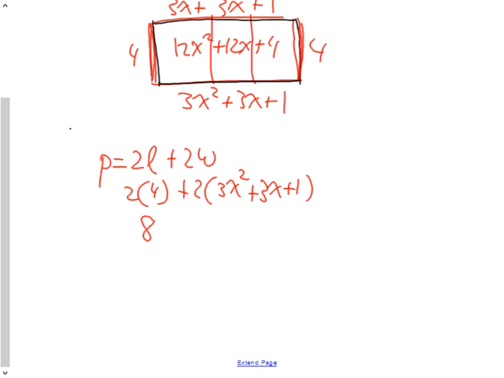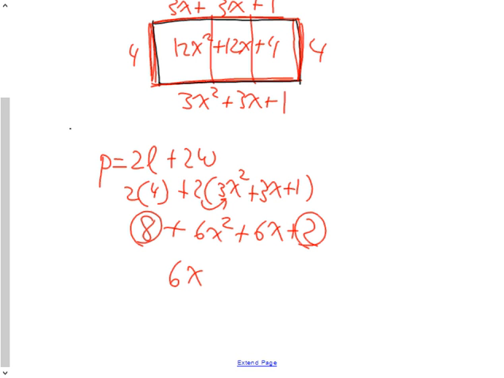The 2 lengths of this part here and this part here make up a perimeter, or half of the perimeter of 8. And this ends up being 6x squared plus 6x plus 2. Now that we have this, we have to look for like terms. Going back to Chapter 5, those two are like terms, which means I have 6x squared plus 6x plus 10 as my solution for my perimeter. And therefore, the perimeter equals 6x squared plus 6x plus 10.